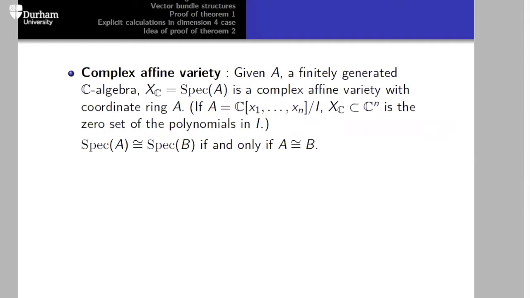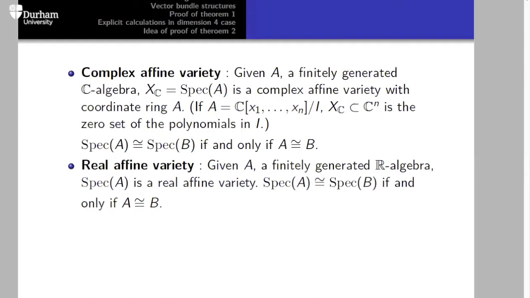Two complex affine varieties are isomorphic. Spec A is isomorphic to spec B, if and only if their coordinate rings A and B are isomorphic. So that's the complex setting. Now let's look at the real setting. In the real setting, I do the same thing. I take a finitely generated R algebra, and I look at spec A, and that's a real affine variety. And again, spec A is isomorphic to spec B, if and only if A is isomorphic to B.